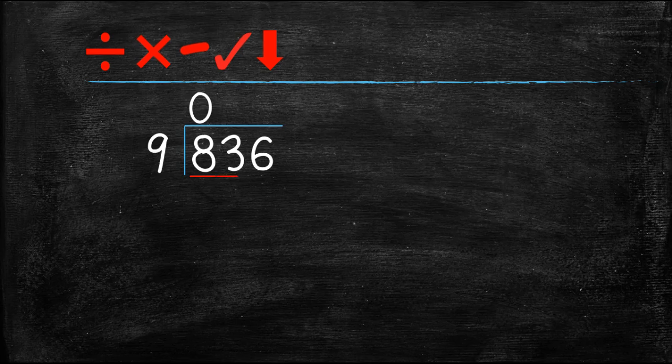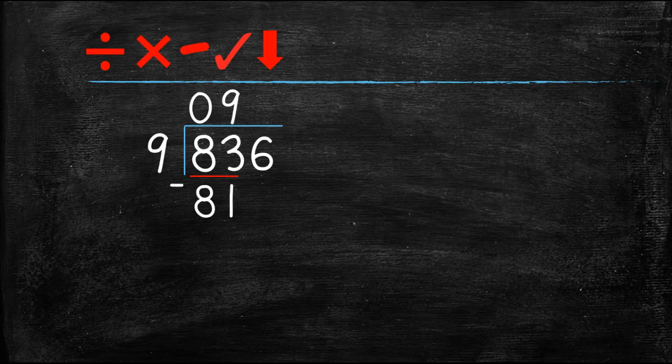So then we're going to go over in the place value chart, and we're going to look at 83. And we have to decide, what is 83 divided by 9? In other words, how many times does 9 go into 83? Well, we know our multiplication facts, so we know that it's 9. So now we're going to multiply. 9 times 9 equals 81.